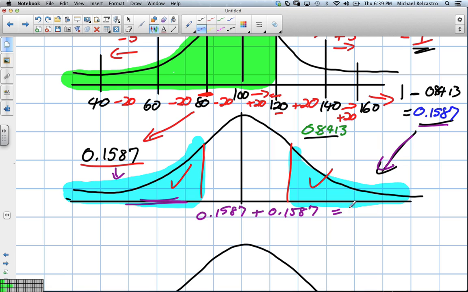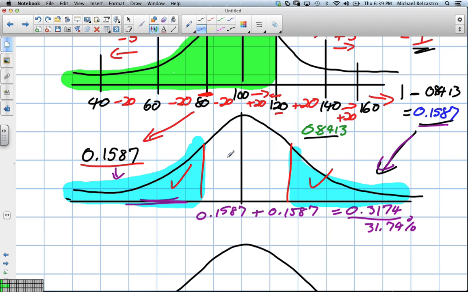0.1587, and it gives us 0.31... something 4. Is it 3.4? It says on the sheet I printed out 7.4. 3174. Okay, so the total area of both of these is 0.3174, and as a percentage, you'd say it's 31.74% of the information.